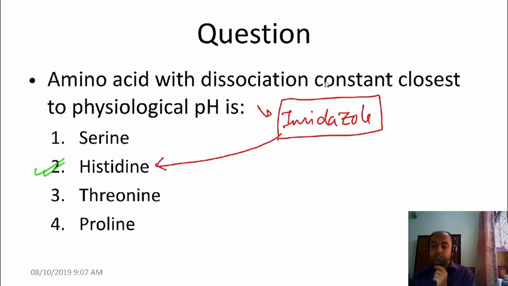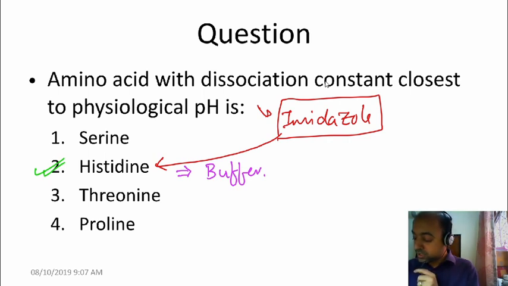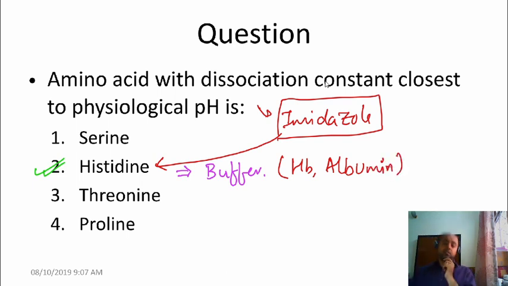The correct answer is histidine. It is the only amino acid which has the dissociation constant close to physiological pH, and therefore histidine is the only amino acid which can act as buffer. So those proteins which have a large number of histidine will be able to act as buffer. For example, hemoglobin and albumin have a large amount of histidine and therefore they are able to act as good buffers.